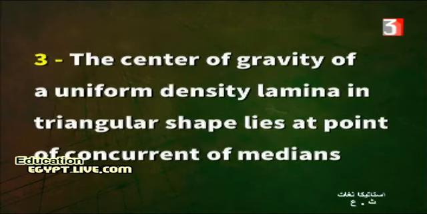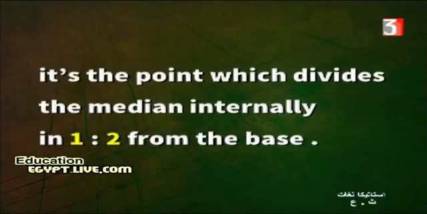Number three, the center of gravity of a uniform density lamina in triangular shape lies at the point of concurrence of the medians. We know that the point of concurrence divides each median in the ratio 2 to 1 from the vertex, or 1 to 2 from the base. It is the point which divides the median internally in the ratio 1 to 2 from the base.